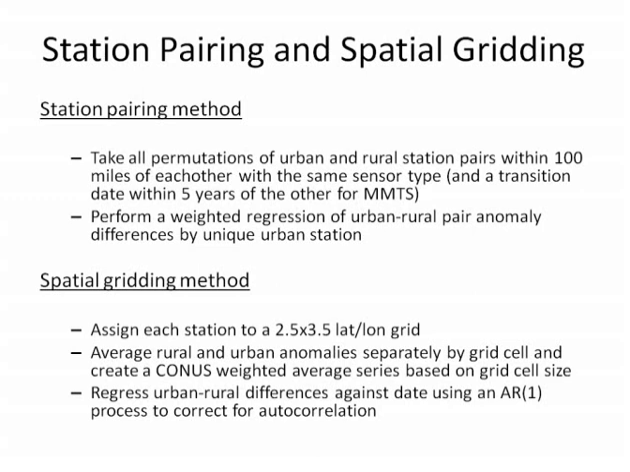The second is the spatial gridding method. It's sort of the standard method of assigning each station to a latitude and longitude grid, create average rural and urban anomalies separately by grid cells, and create a CONUS weighted average for each difference of them, and use a regression method to correct for autocorrelation in the data.